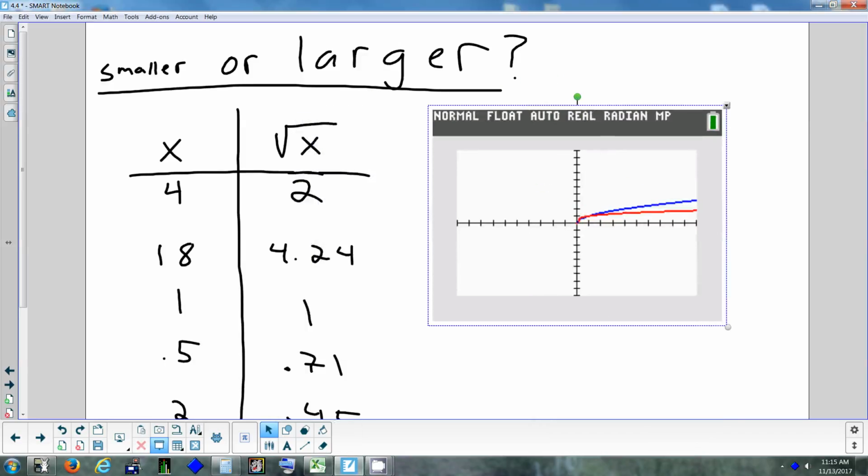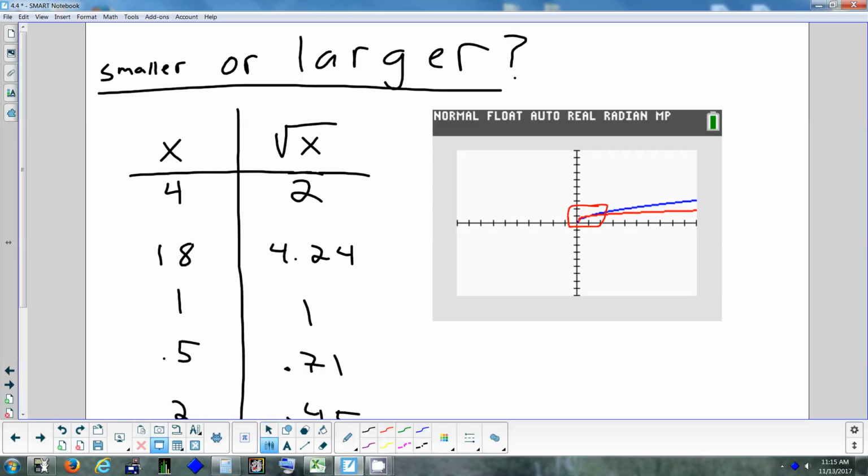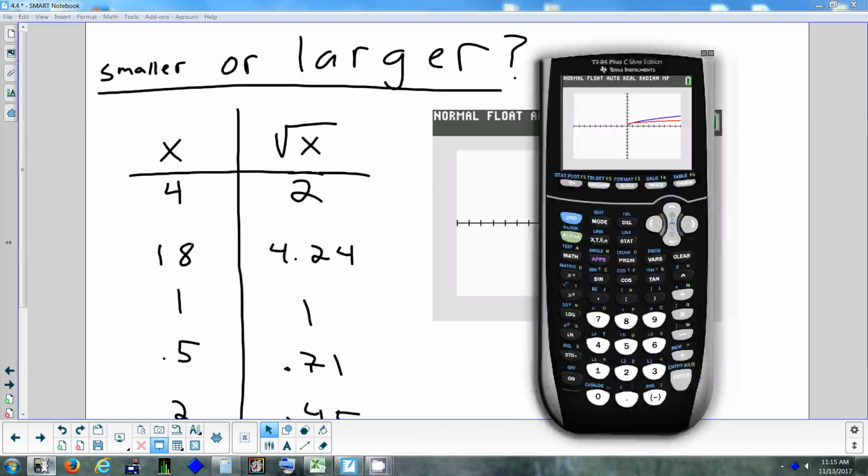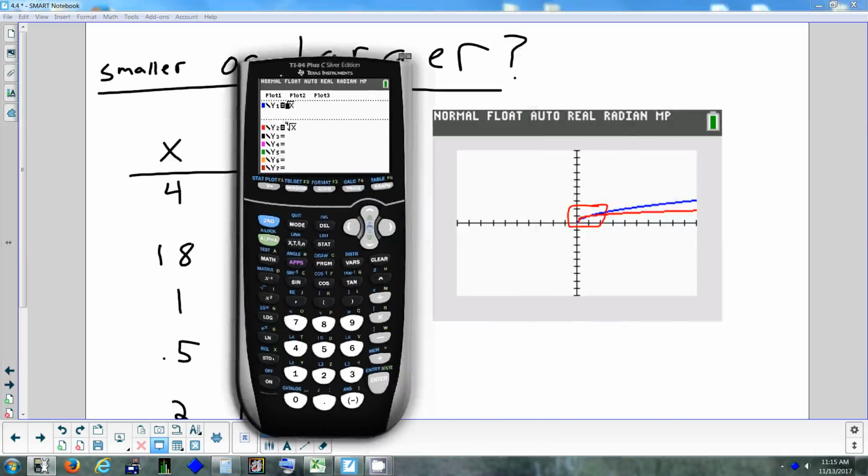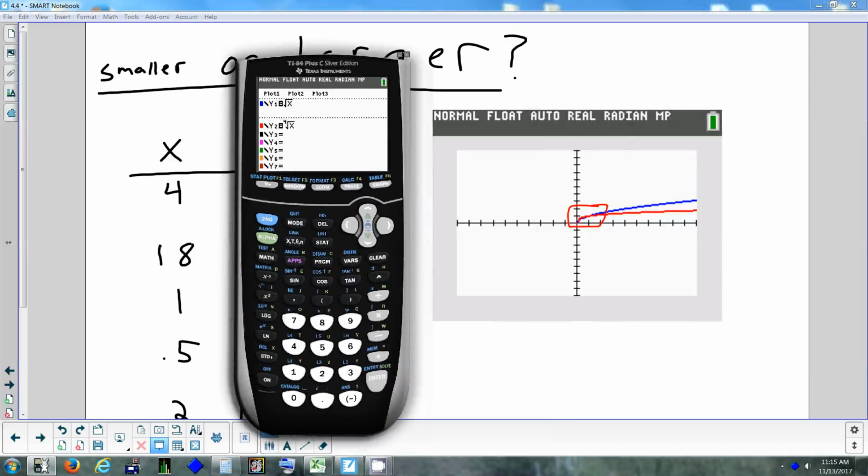It's kind of hard to see it, but what I want to do is focus on that section right there. I want to zoom in. I can kind of see that as I head to the right more and more, the red graph is definitely under the blue one. Does everybody agree with that? Which means if you compare the fourth root of a number to the square root of the number, the fourth root is smaller as you head further and further to the right.